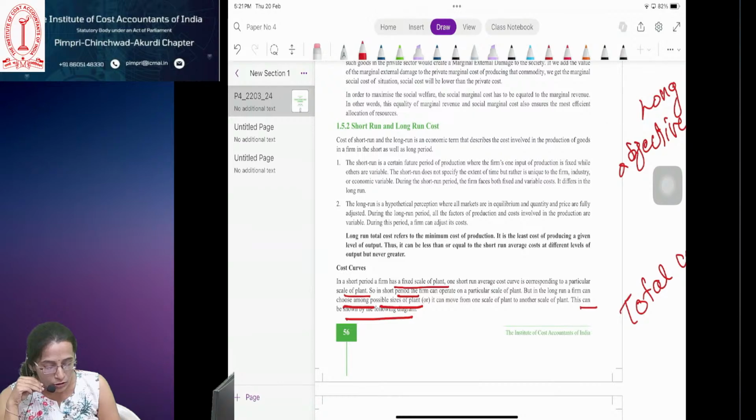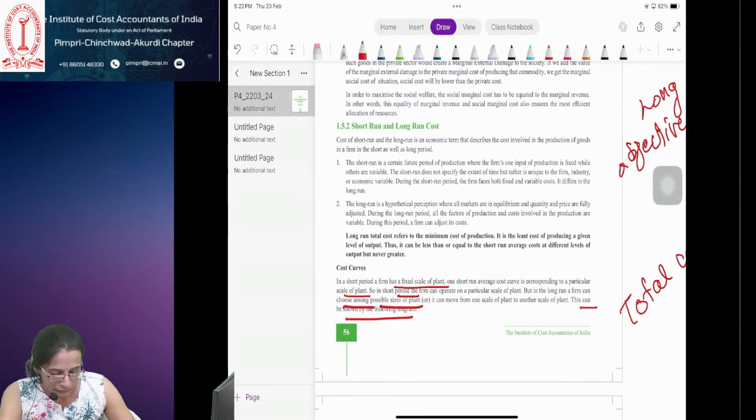Long run total cost refers to the minimum cost of production. It is the least cost of producing a given level of output. Here, what level of output did we take? 10,000, as hypothetical, right? If in the long run we are producing 10,000 units, the total cost of production in the long run will be the minimum cost, the least cost we will require to produce those 10,000 units, right?